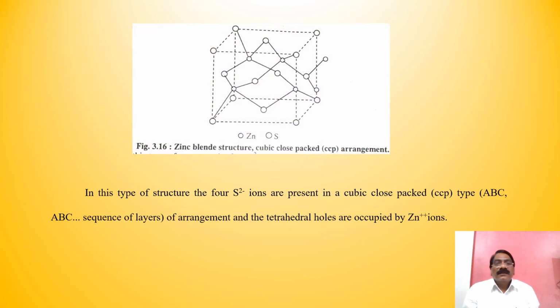See the zinc blende structure, cubic close packing, CCP arrangement. In this type of structure, the S2- ions are present in the cubic close packed type, ABC sequence of layers in the packing structure, and the tetrahedral holes are occupied by Zn2+ ions. Thus, this structure will be formed.